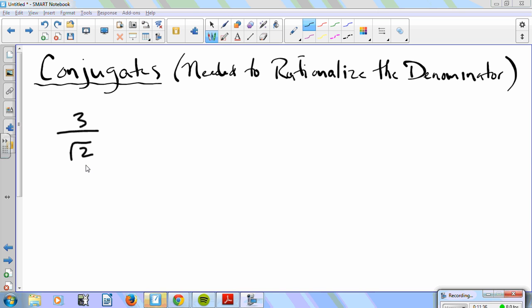If I look at this one very simply, I have the square root of 2. Well, that's easy, because it's the square root. So I would just simply multiply the top and the bottom by the square root of 2 over the square root of 2. Okay. So to rationalize, this would be 3 square roots of 2 over 2. Easy peasy, because I have just a single radical in the denominator.